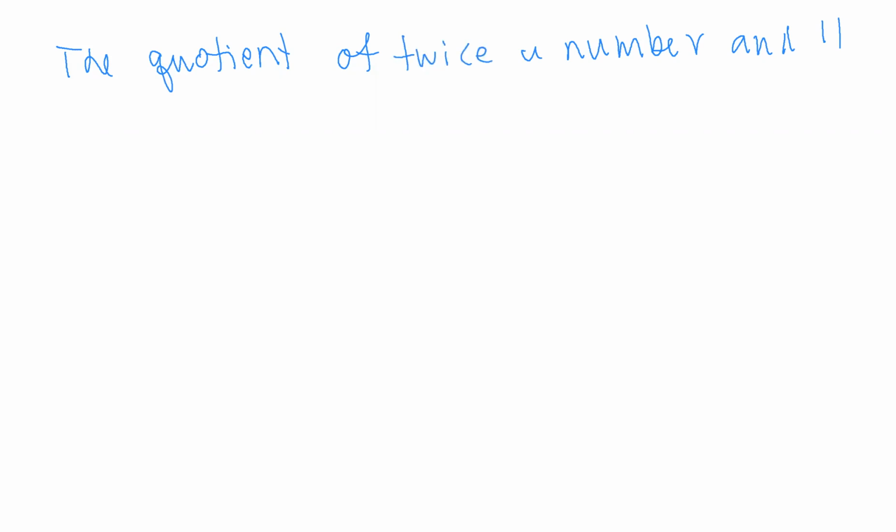There, that's a little bit better. So the quotient of twice a number and 11, again, we have no word that would indicate equality or an equal sign. So we want to start looking for a word that would indicate the operation that we're looking at. So quotient is division, all right? So when you see the word quotient, you need to think divide.